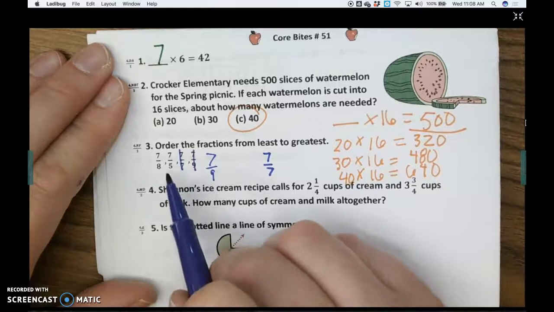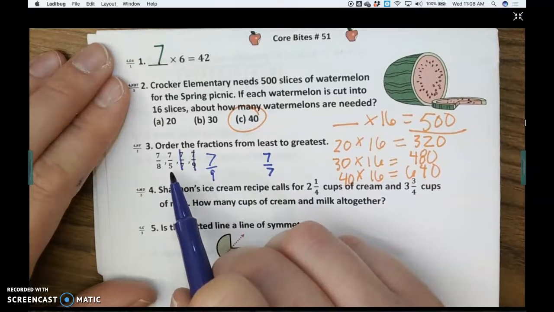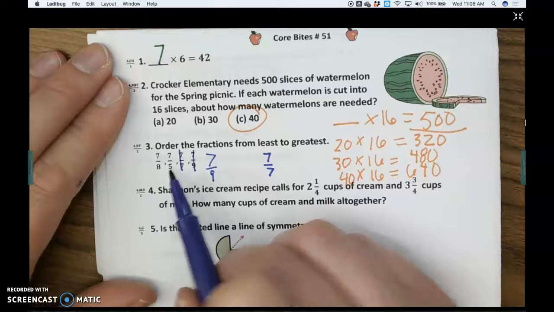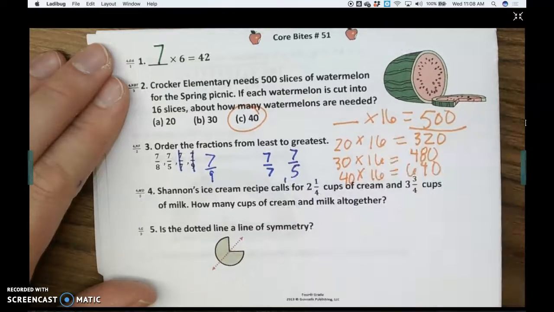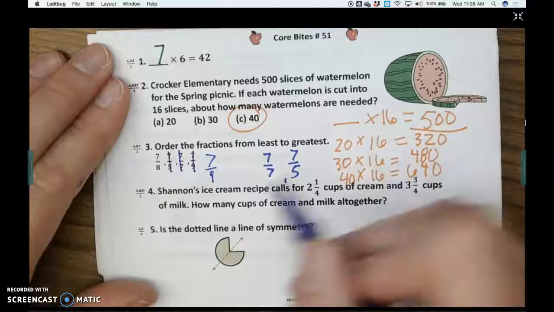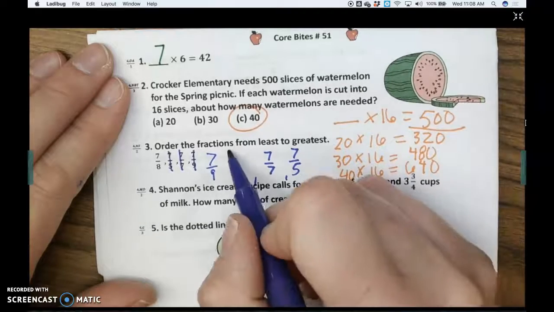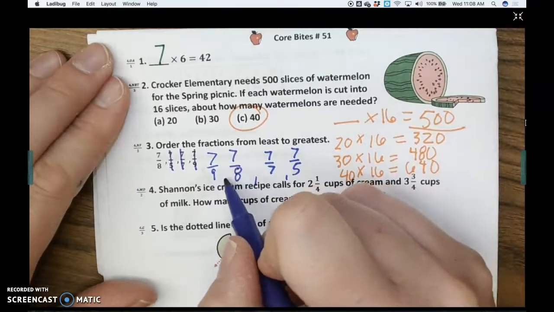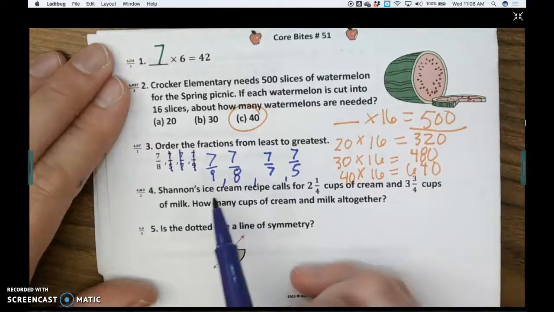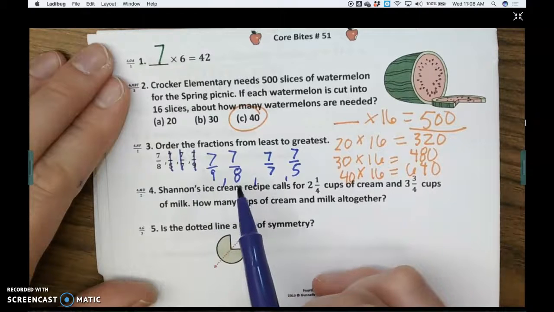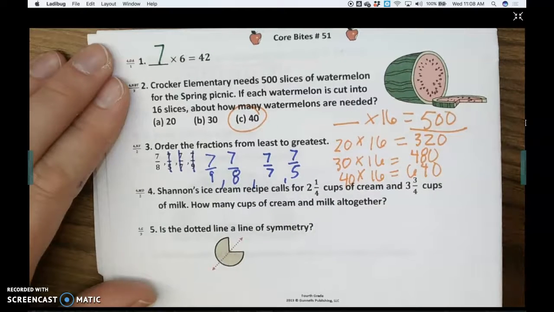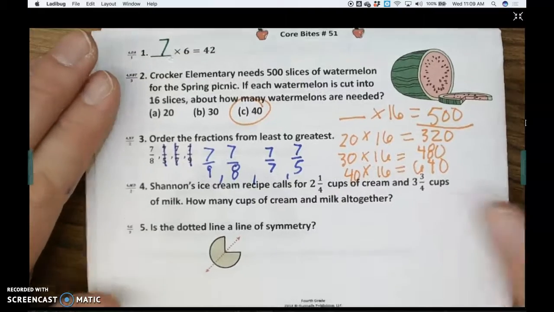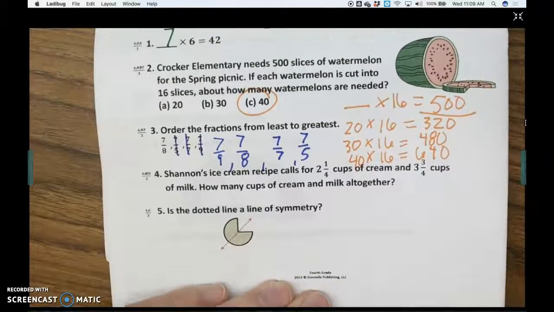And then we've got 7/5, and we haven't really talked about improper fractions yet, but that means you're going to have a whole plus 2 left over. So that's going to be bigger than your whole you already have. And then, of course, you've got 7/8 left. And we know that 8 would be a bigger piece of pie than the 9, so then it would be after. They've both got 7 as their numerator. So this would be your answer, 7/9, 7/8, 7/7, and then 7/5.